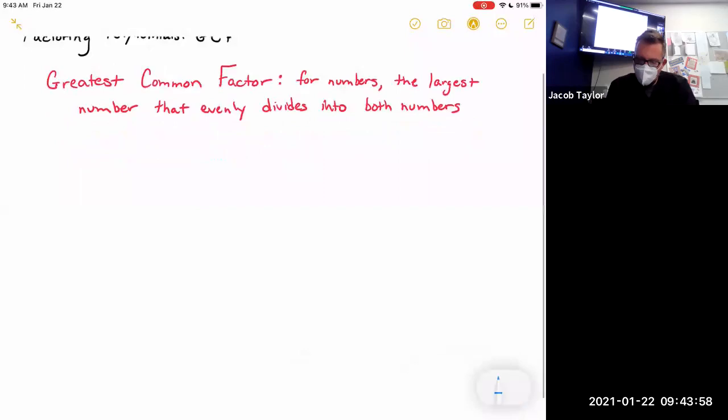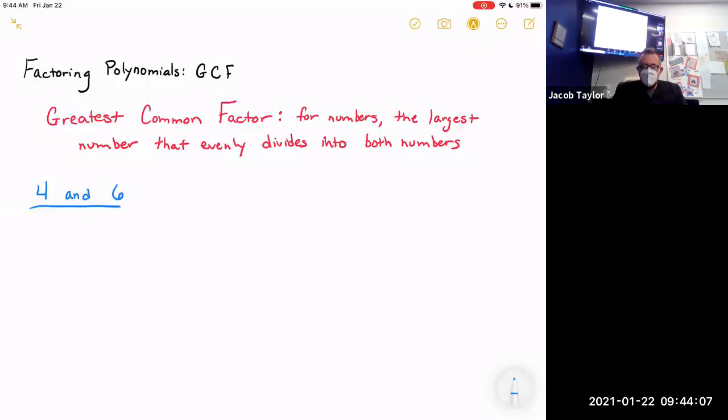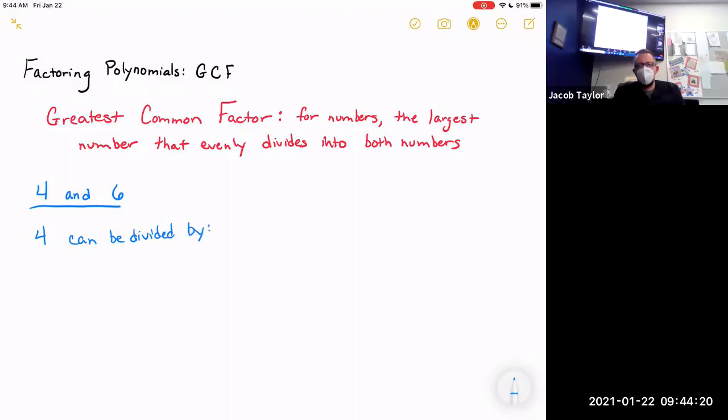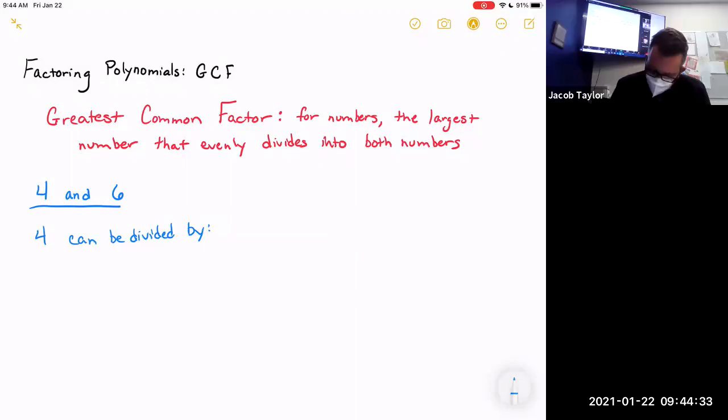So for example, if I were to give you the numbers 4 and 6. 4 can be divided by what? 2. What can the number 4 be divided by? Does my microphone work? 4 and 2, says Brock, it can be divided by 4. It can be divided by 2. 4 divided by 4 divides evenly. 4 divided by 2 divides evenly. There's one more. 1.